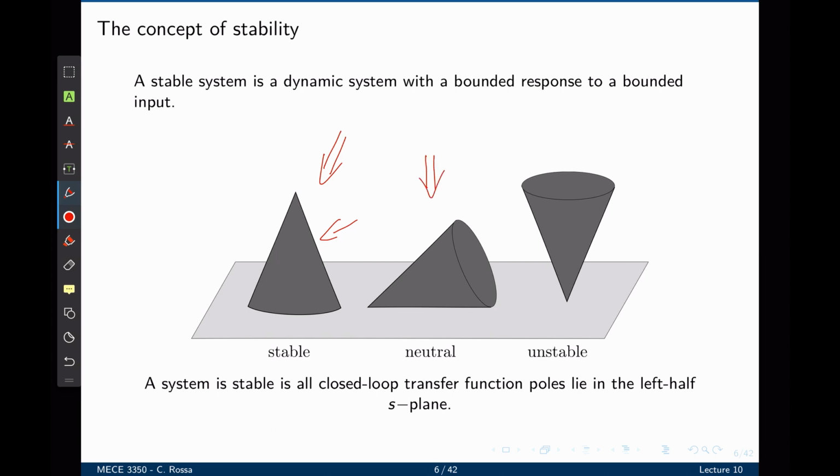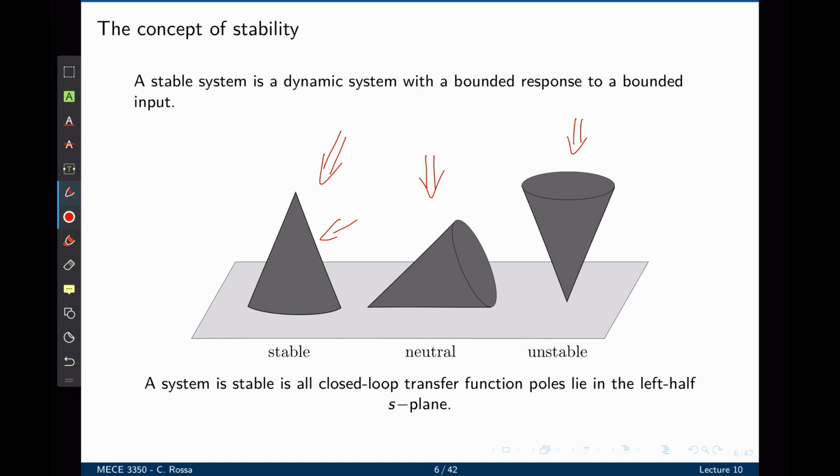In a neutral system, when a bounded input is given to it, the system will start to oscillate and will never stop. That is called a neutral system or a marginally stable system. And an unstable system may be in the equilibrium position, but as soon as an input is given to it, the system will become unstable and you have an unbounded response to a bounded input.